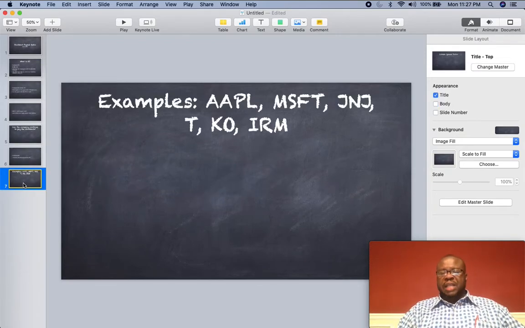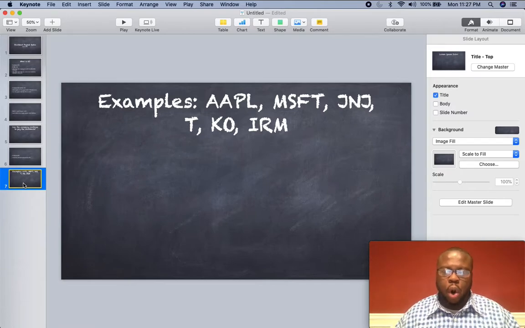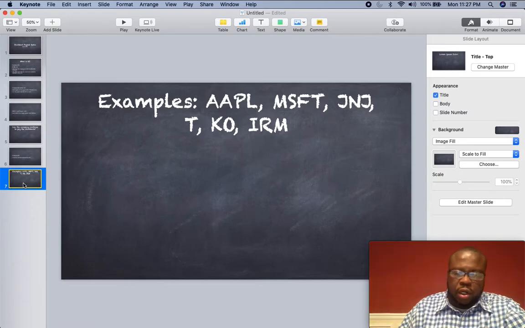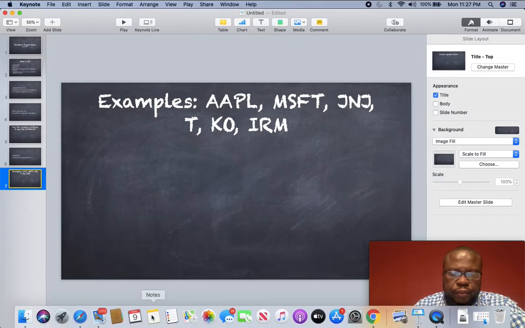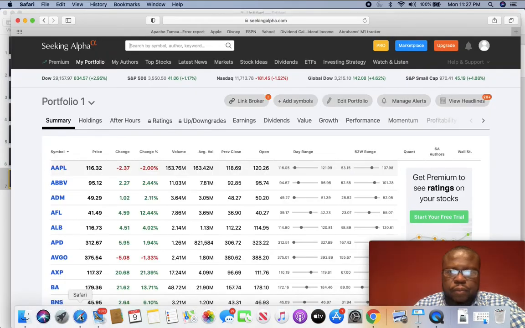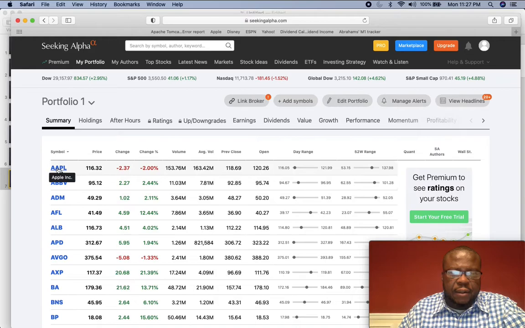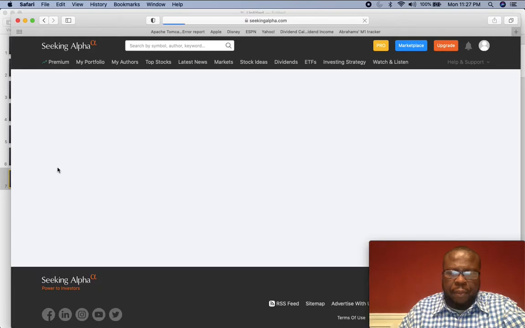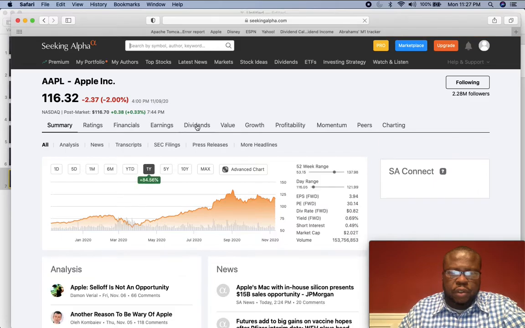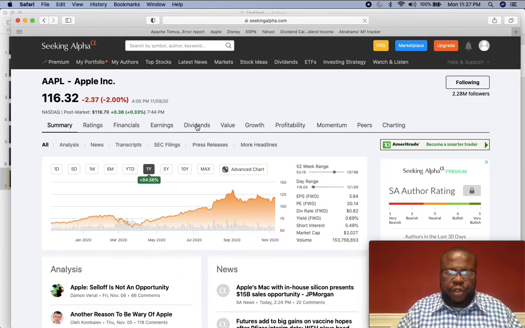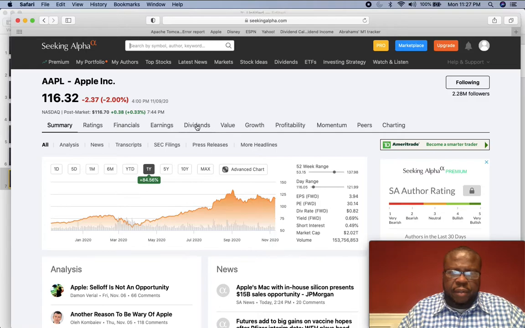So let's look at a couple of examples, and then we will call it a day. So we're going to look at a couple of examples of different payout ratios. Okay, let's look at Apple. So we look at some low payout ratio, some moderate, and then some high.